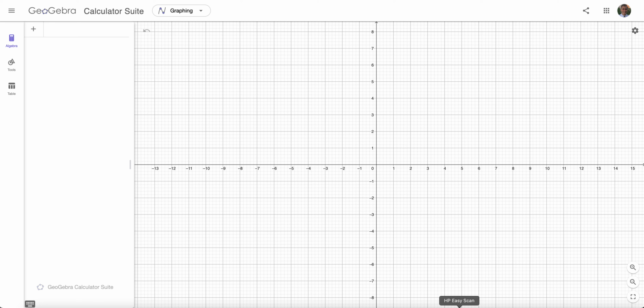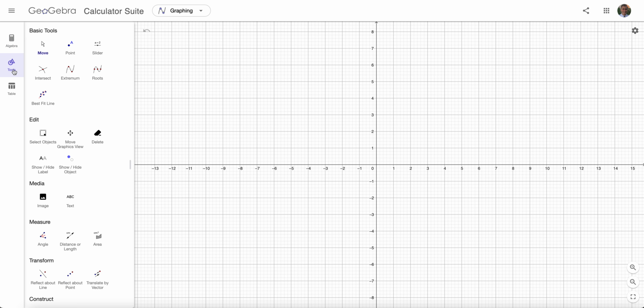To find the circumcenter of a triangle using GeoGebra, we can go over to Tools and choose Point. So we can select 3 points, any points on the screen, to create a triangle. I'm going to just put 3 points here, A, B, and C. And it doesn't really matter where they're located.